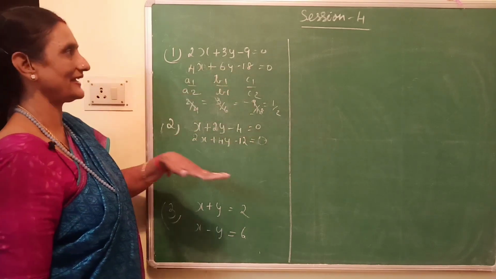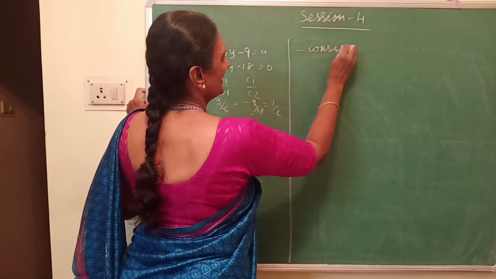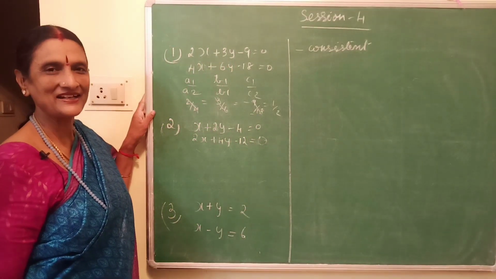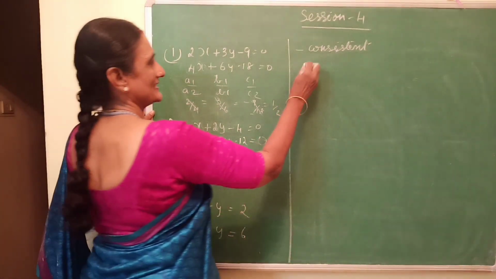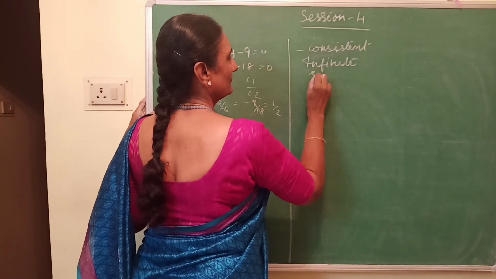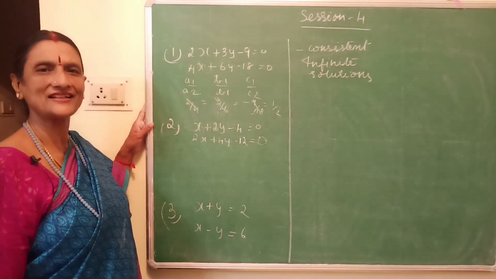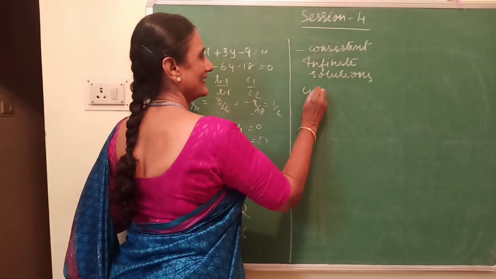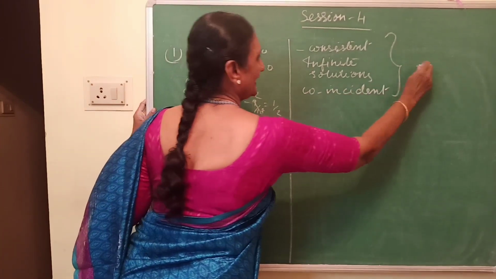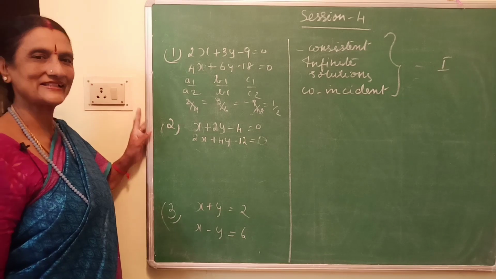So what about the nature of the equations? Consistent. Why consistent? Because the lines are coincident. Lines are coincident means infinite solutions. So the equations have infinite solutions. And what sort of lines did we get? We got coincident lines. So we can write like this, coincident. All these three will go for the first set. Can you understand? Now go to the second.